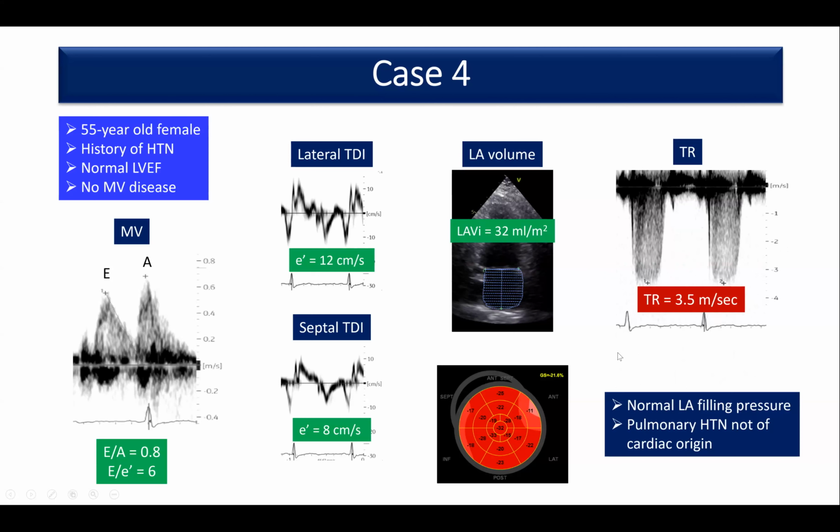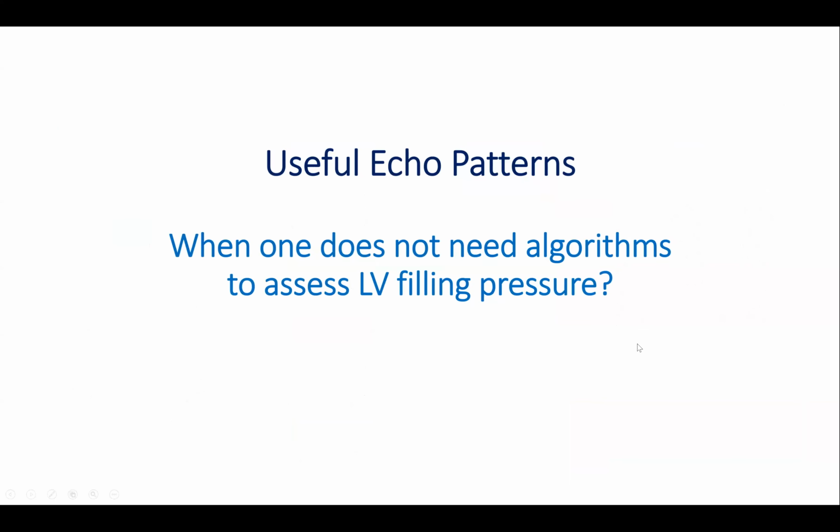So it's really important to keep in mind how to separate pulmonary hypertension due to diastolic dysfunction and elevation in LV filling pressure from pulmonary hypertension due to pulmonary disease. Now, there are some useful echo patterns, and you don't have to look at the algorithm to assess LV filling pressure. This is a shortcut to bypass the algorithm. You just look at the echo parameter. You can say LA pressure is normal, LA pressure is high.